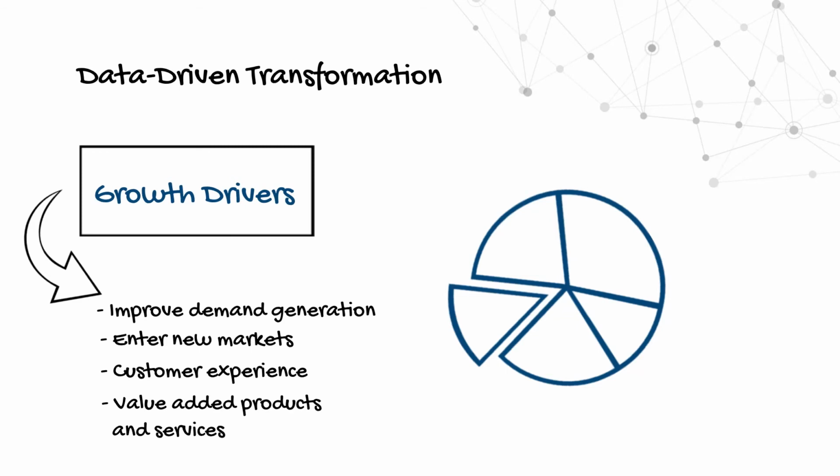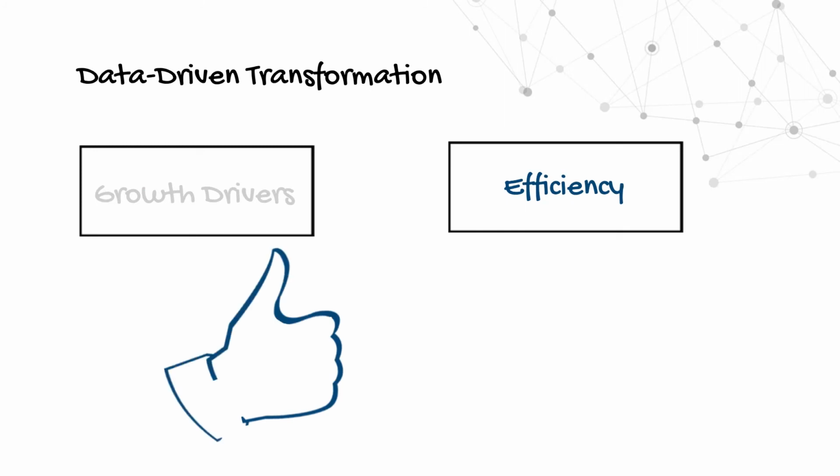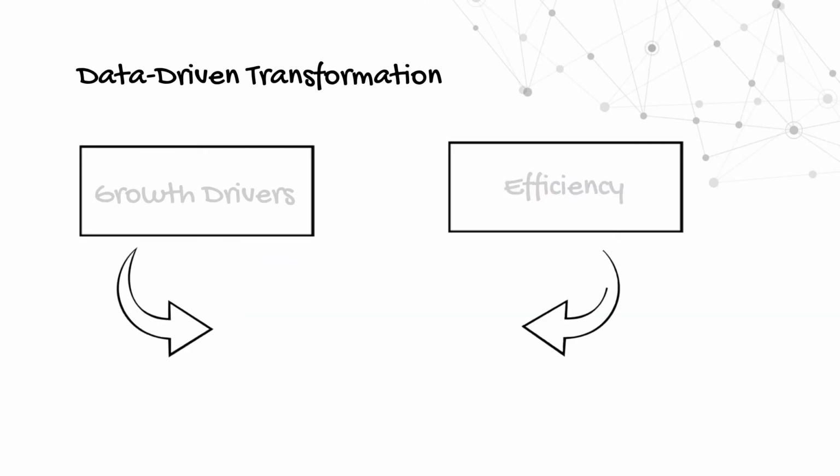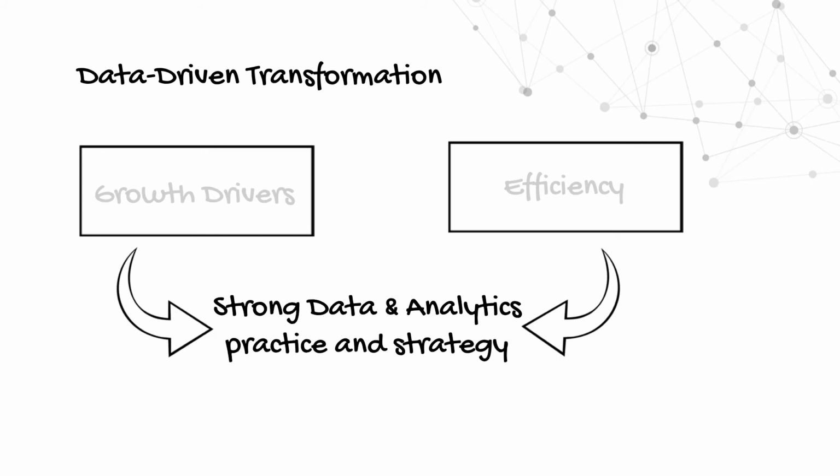The second aspect to it is efficiency. How do I drive process efficiency? How do I improve the utilization of the assets that I've deployed? How do I increase the overall agility of the organization and respond to changing markets? COVID has taught us that agility is crucial for success. And how do I change my business model? All of these require strong data and analytics practice and strategy sitting underneath it.